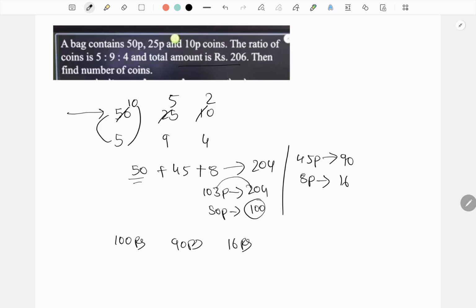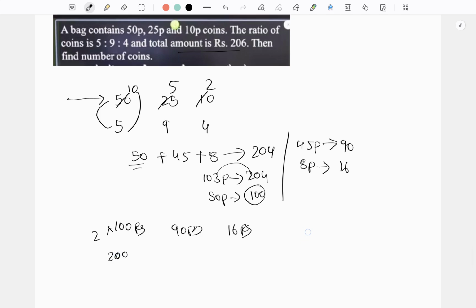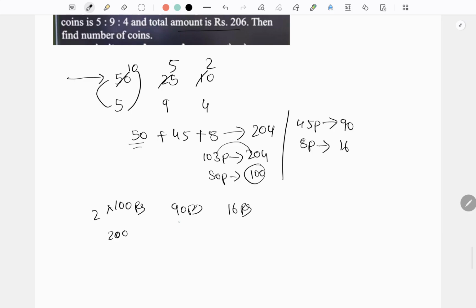Now, how many 50 paise make 1 rupee? 2 50 paise make 1 rupee. Then to make 100 rupees, how many 50 paise are required? Into 2, 200. Now 25 paise and 90 rupees. This is made by 25 paise. 1 rupee comes from 4 25 paise. So 90 into 4, 360. Then 16 rupees. In 1 rupee, how many 10 paise are there? 10. So 16 into 10, 160.